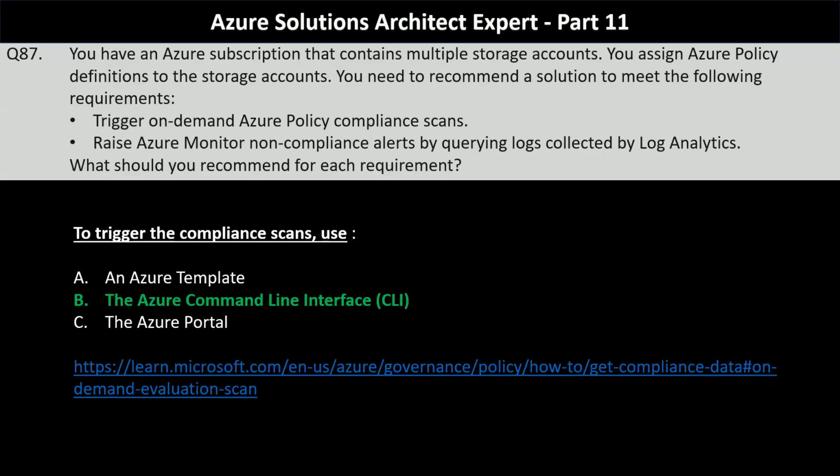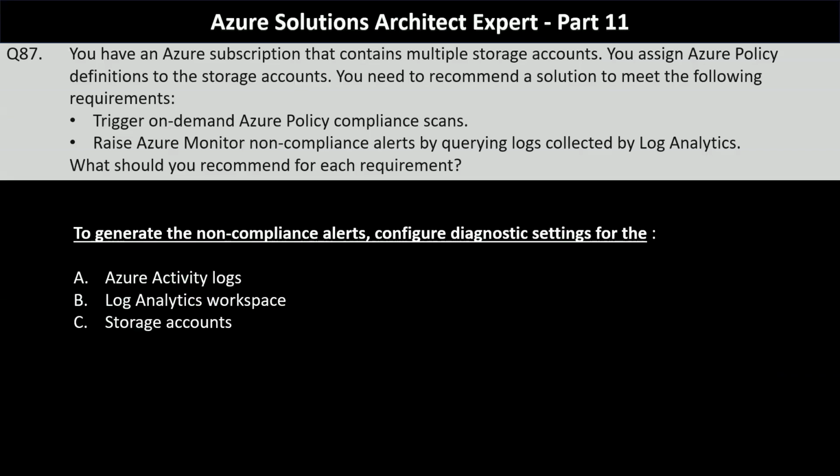An evaluation scan for a subscription or a resource group can be started with Azure CLI, Azure PowerShell, a call to the REST API, or by using the Azure Policy Compliance Scan GitHub action. This scan is an asynchronous process. So folks, instead of Azure CLI, if you had Azure PowerShell or a call to the REST API or even Azure Policy Compliance Scan GitHub action in the option, those would have also been the correct choice.